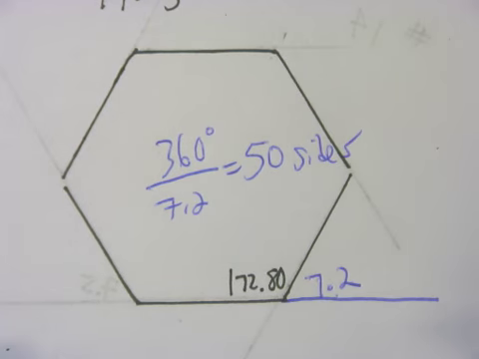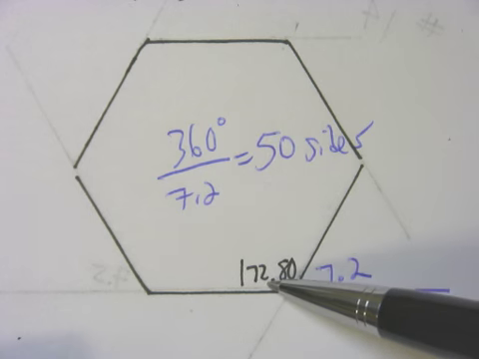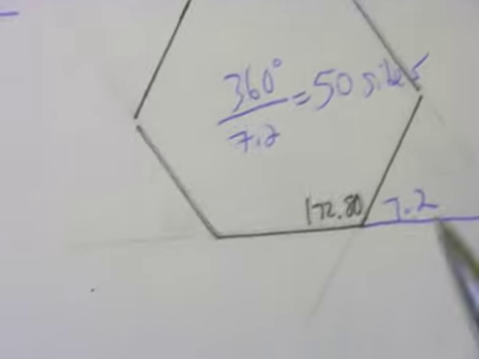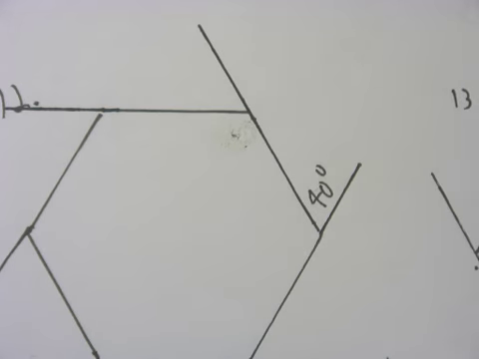So this polygon would have 50 sides. And that's kind of hard to imagine, I know, but they do exist. So if a polygon has an internal angle of 172.8 degrees, it would have 50 sides.